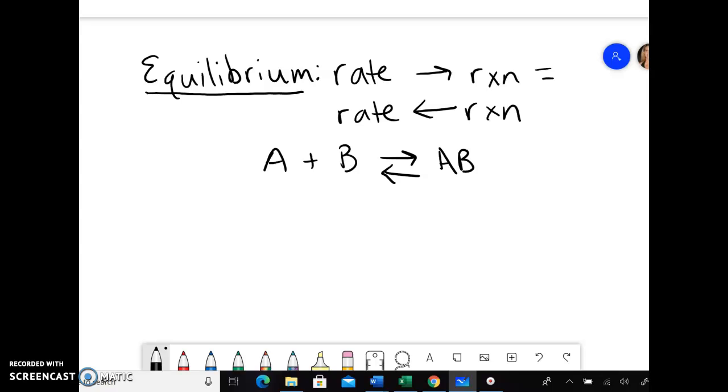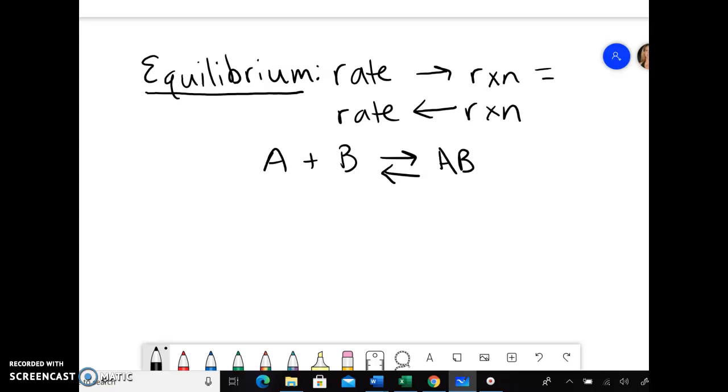And so both of these reactions are happening at the same time. When they happen at the same rate, the numbers will stop changing. So we talk about the data being constant, which does not mean that they're equal. So once a reaction has reached equilibrium, it does not mean you have 50% reactants and 50% products.